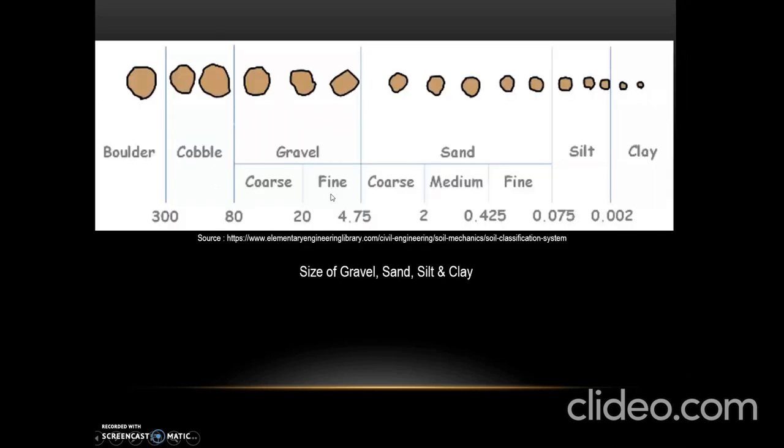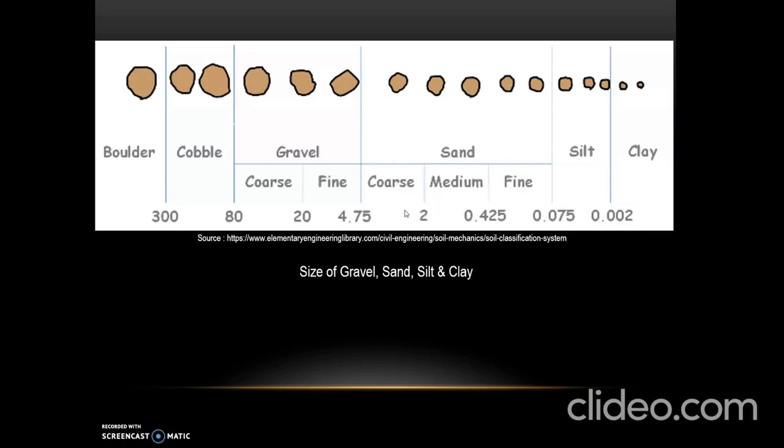Before solving problems on classification of soil, we will revise the sizes for gravel, sand, silt and clay. The percentage of soil retained above 4.75 mm, if it is more than 50%, is referred to as gravel. The soil passing through 4.75 mm, which will be more than 50%, and that which is retained on 0.075 mm is referred to as sand. And this sand can be coarse, medium and fine sand.